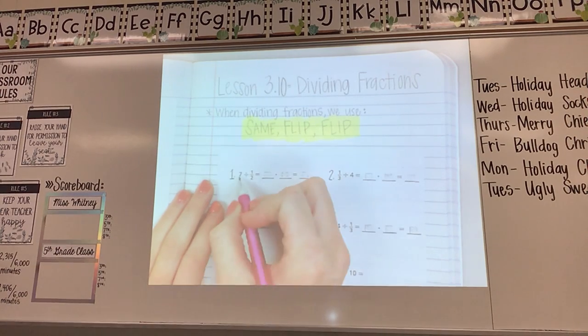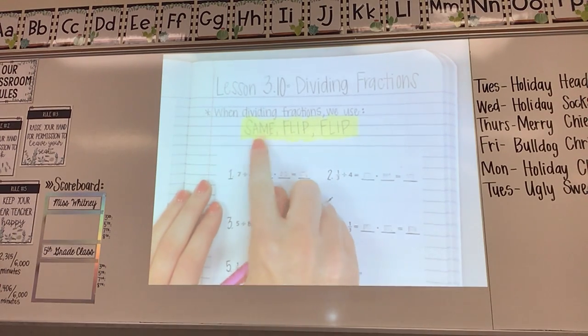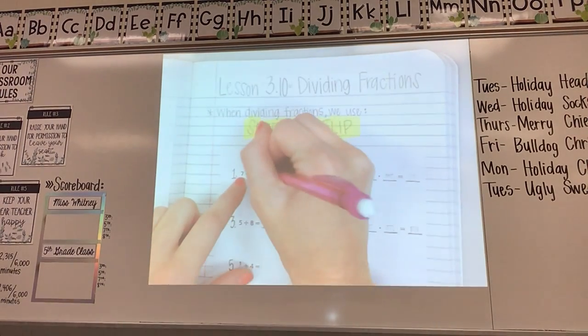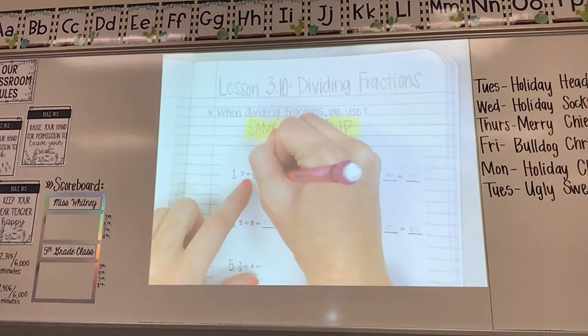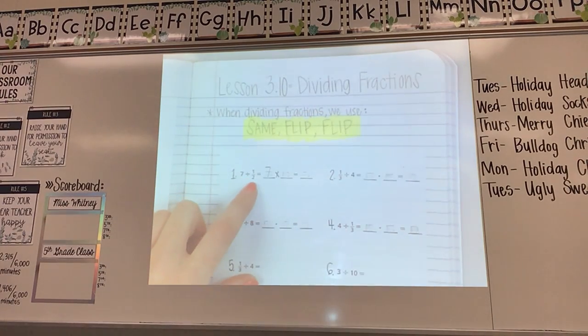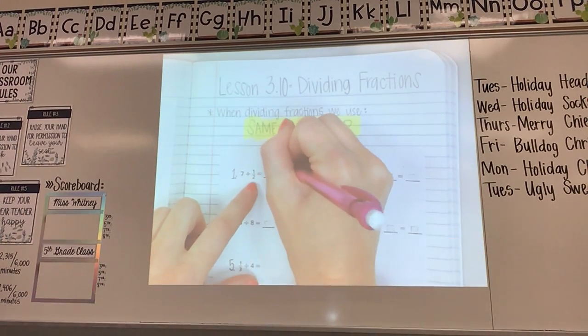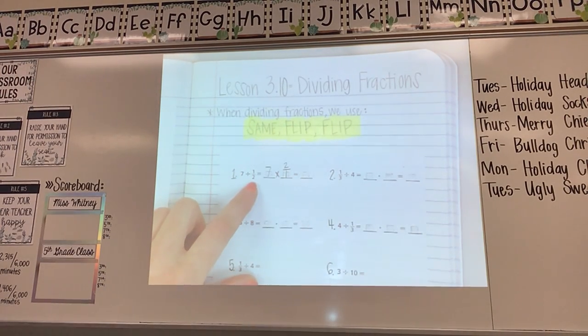Number 1 says 7 divided by 1/2. So I see that I'm doing division with fractions. I'm going to say same, flip, flip. So same, my first number is going to stay the same, so I'm going to copy it down. Flip, I'm going to flip my division sign and make it a multiplication sign. Flip. So I'm going to flip this fraction and change them top to bottom. So instead of 1/2, I'm going to change it to 2/1. I'm just flipping the numbers and changing them to the opposite spot.